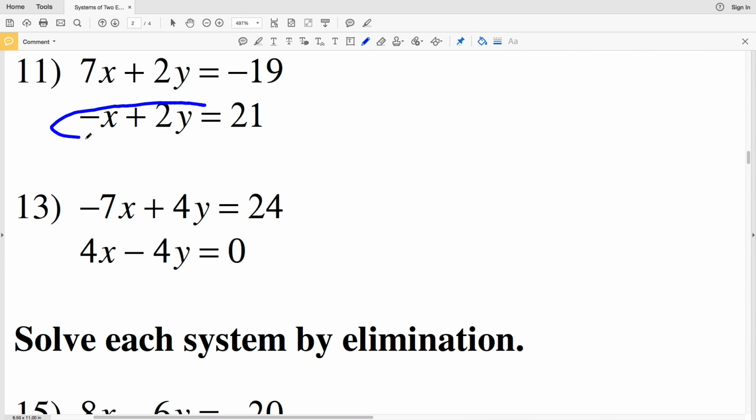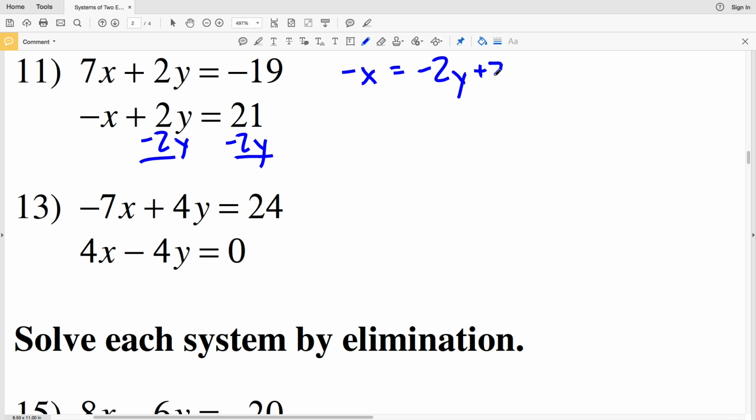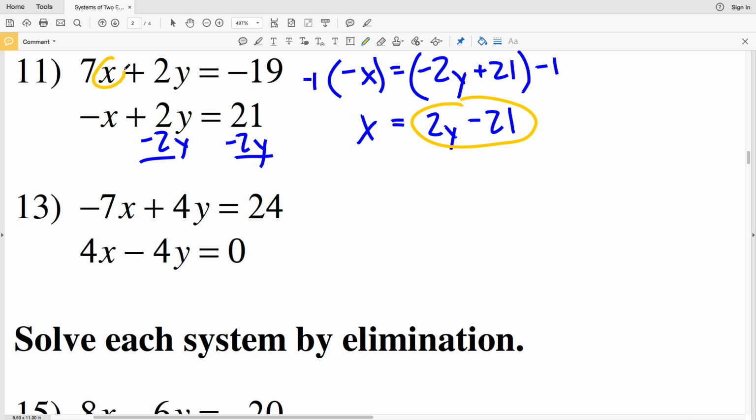In number 11, I can set this bottom equation equal to x by subtracting 2y from both sides to get that negative x equals negative 2y plus 21, and then I'll multiply both sides by negative 1 to get a positive x. So x is equal to 2y minus 21. Now I'll plug 2y minus 21 in for x in my first equation, because since I manipulated that bottom equation, I'll then substitute it in for the top equation.